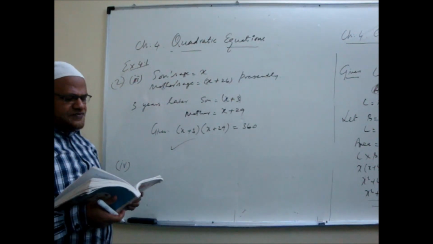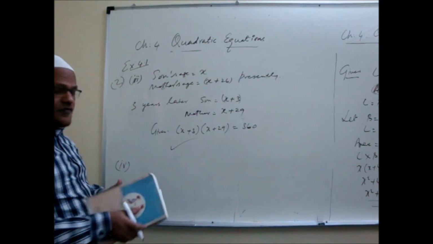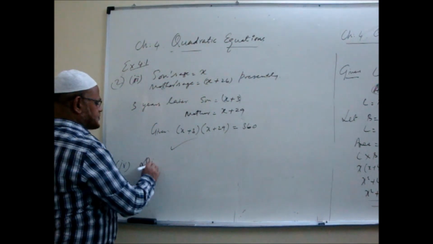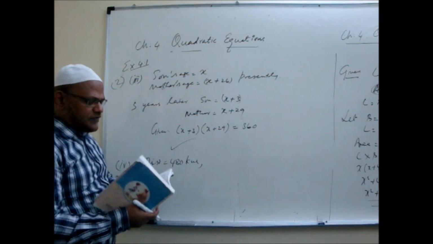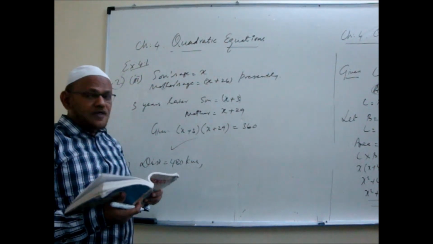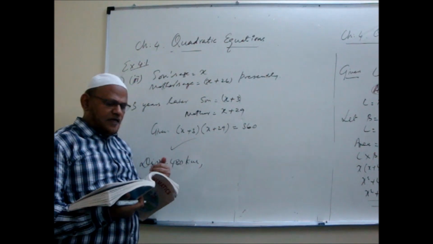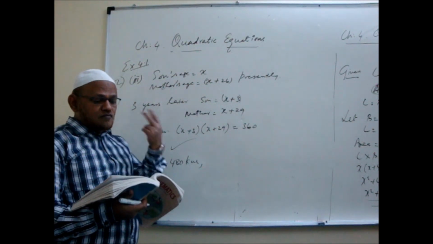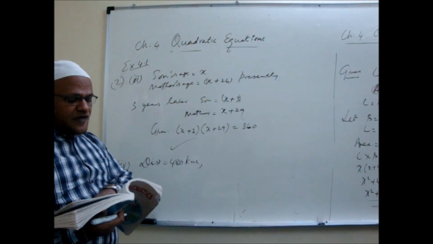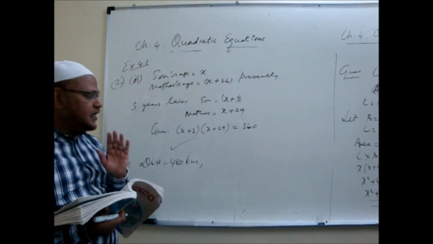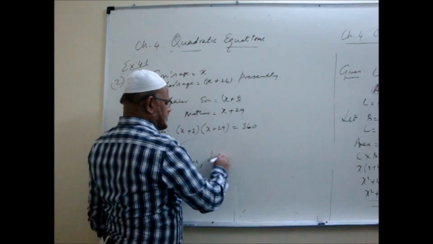A train travels a distance of 480 kilometers at a uniform speed. So distance is 480 kilometers, speed not known, uniform speed they give. If the speed had been 8 km per hour less, means if you reduce the speed by 8 km per hour, it will take 3 hours more to cover the same distance. We need to find out the speed of the train. Okay? So what do you need to find out? The speed of the train. Take it as X.